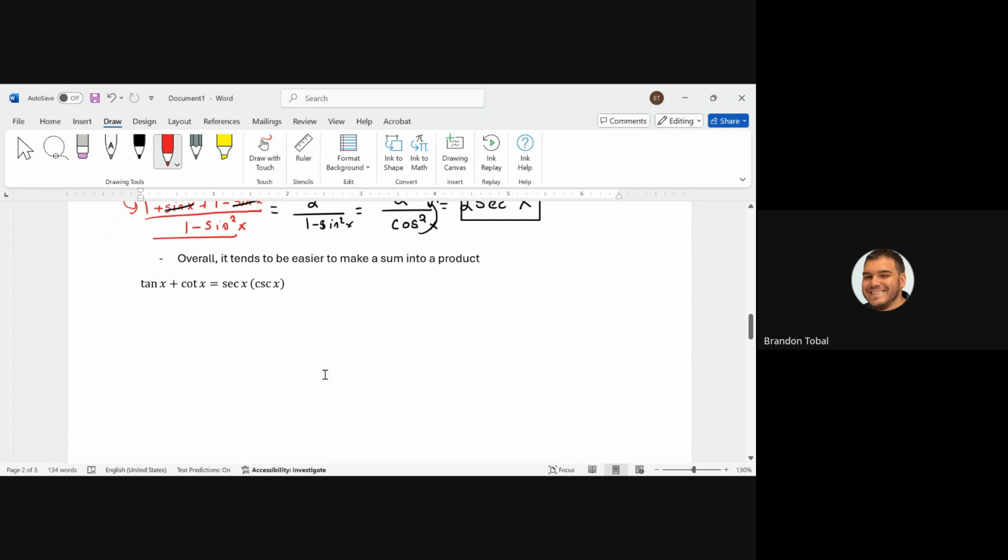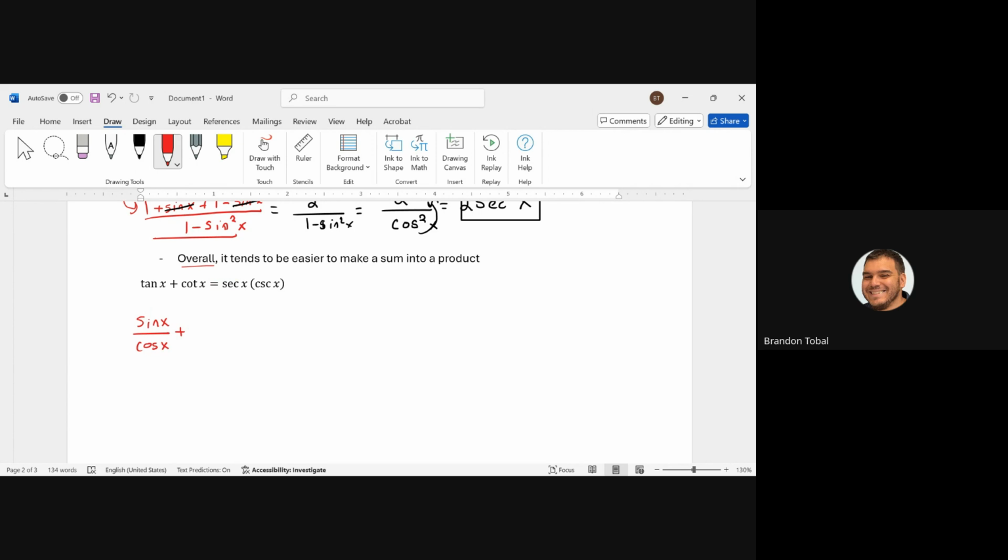Overall, it tends to be easier to make a sum into a product. So tan plus cotan equaling secant times cosecant. In this case, I'm going to change this one. Good. So I'm going to change tan into sine over cos.